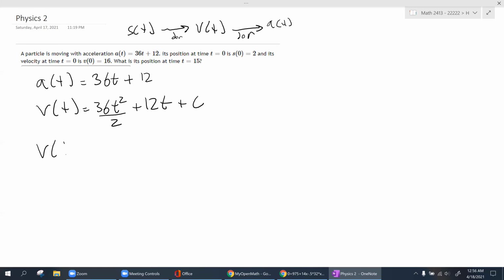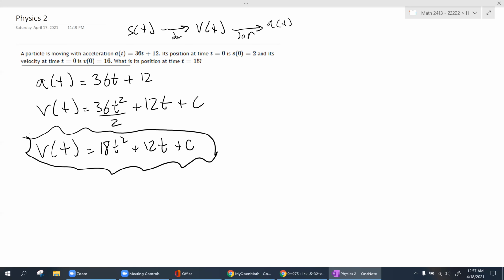Meaning your velocity function is, what's that, 18t squared plus 12t plus c, right? That ends up being my function. All right. But you are given a condition.